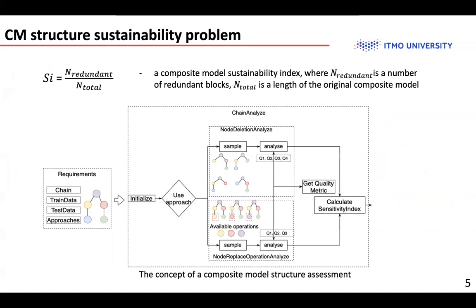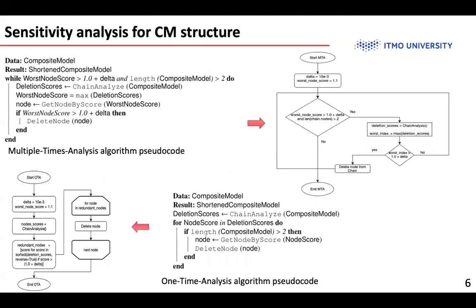The structural sustainability estimation can be represented by the sustainability index, which considers the length of the original composite model and the number of redundant parts found via analysis, and has an equation as presented on slide. During analysis, a lot of samples with different structures of the original composite model are generated and quality is compared. It's needed to notice that the procedure of SA is much cheaper compared to optimization algorithms.